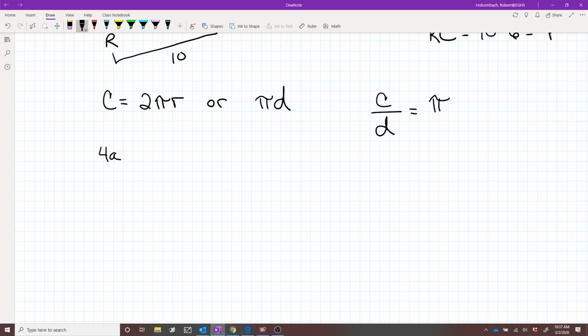Example 4a asks you to find the circumference of each circle. Well, 4a tells you that the radius is equal to 2.5. They ask you to find the circumference. Well, circumference equals 2 times pi times the radius. So circumference equals 2 times pi times 2.5. The circumference of a circle with radius 2.5 would be equal to 5 pi. And 5 pi is, using the pi button in your calculator, 5 times pi, 15.71.